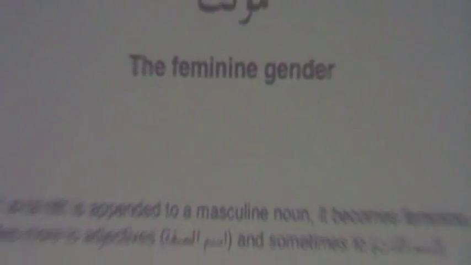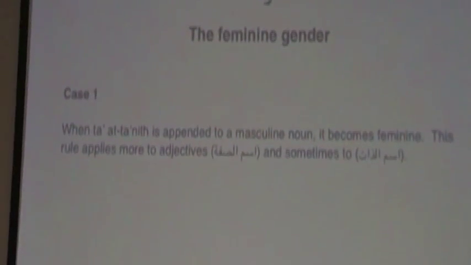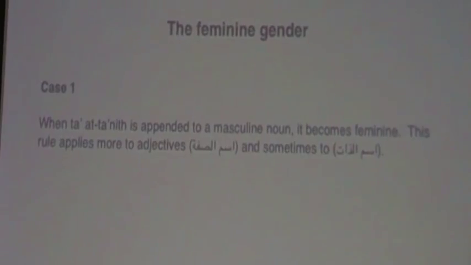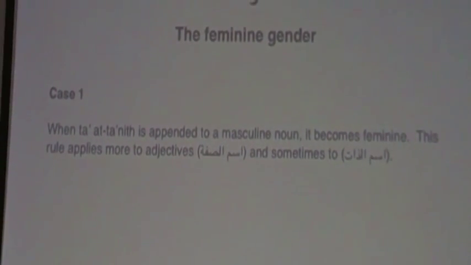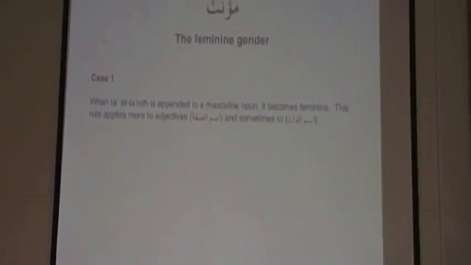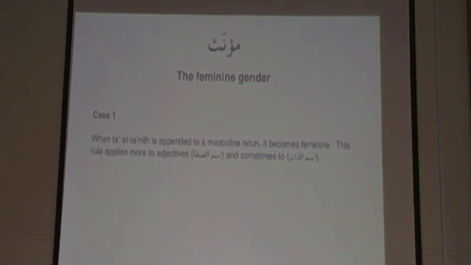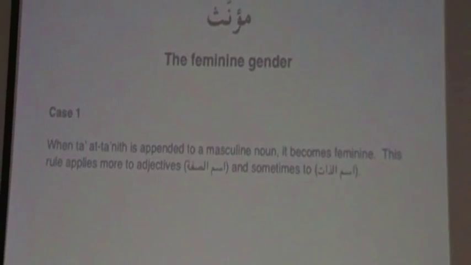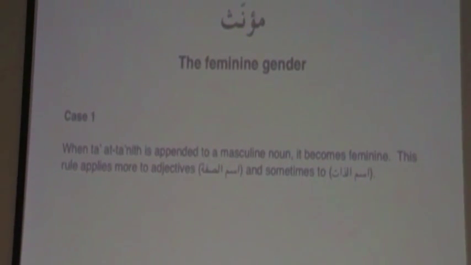Now the feminine gender, I want to talk about the indicators of femininity. How do you recognize that a word is feminine? Some of the indicators: ta at-ta'nith, or ta marbuta. Also called ta at-ta'nith, the ta of femininity. This is the ta that comes at the end of the word. Ta marbuta means the ta that has been wrapped up. Do you see the wrapping?